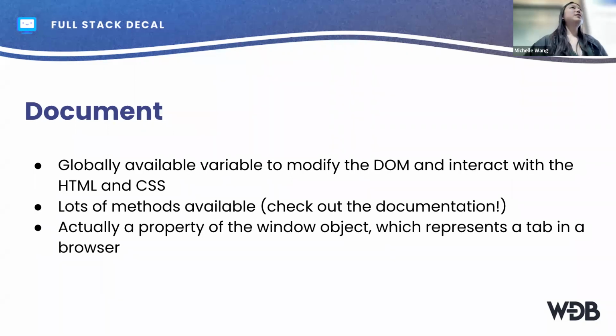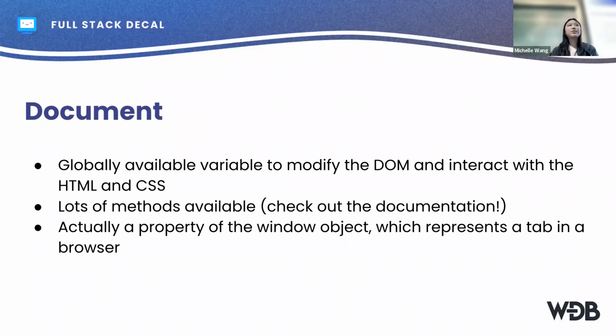And before we get into methods involving how to change the DOM, we need to know what the document actually is. The document is a globally available variable, built into the browser, and it is used to modify the DOM and interact with the HTML and CSS. There's a lot of methods that you can use for the DOM. If you Google JavaScript DOM documentation, there's a bunch of methods you can see for how to modify and select things.